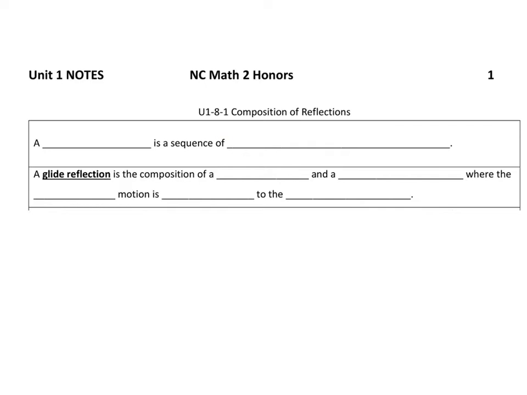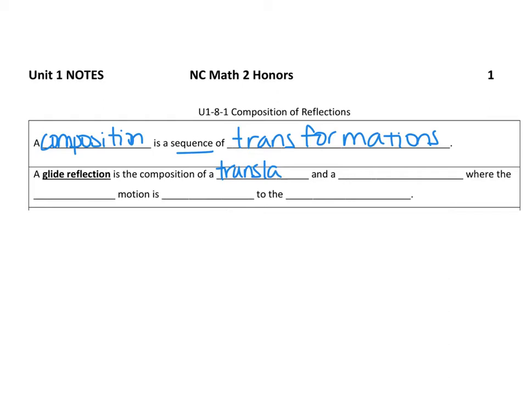Let's first take a look at what a composition is. A composition is a sequence of transformations. And sequence just means more than one, but for our purposes today, we're just going to look at one. A glide reflection is the composition of a translation, which is a slide, and a reflection, which is a flip. So that's what we refer to as a glide reflection.